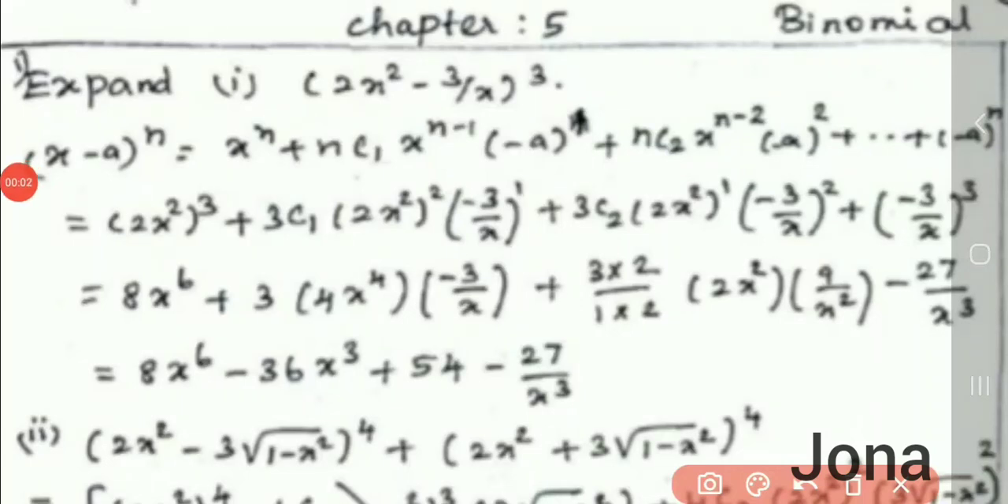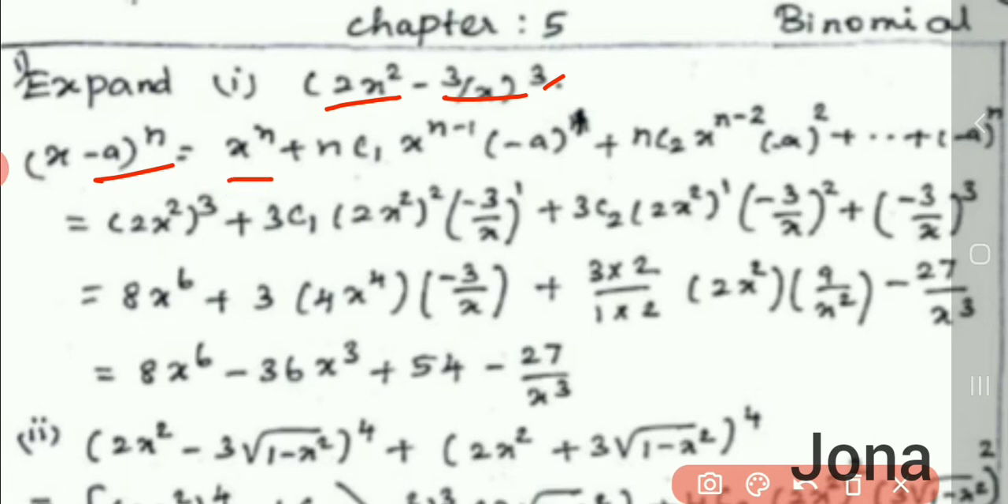Exercise 5.1. Expand (2x² − 3/x)³. Here it's in the form of (x − a)ⁿ. We have the binomial formula for (x + a)ⁿ.